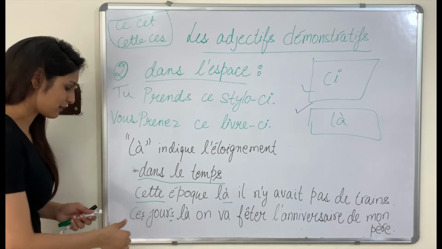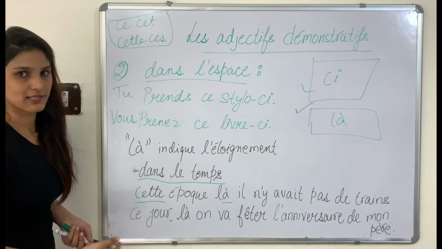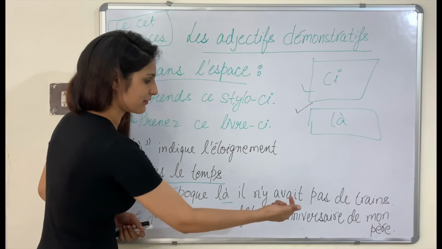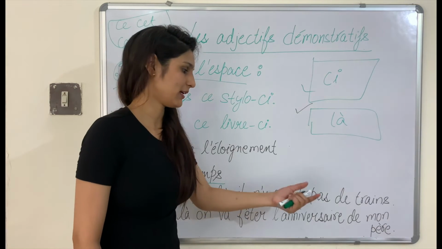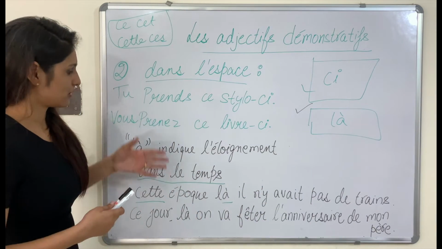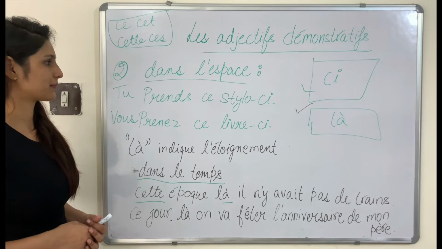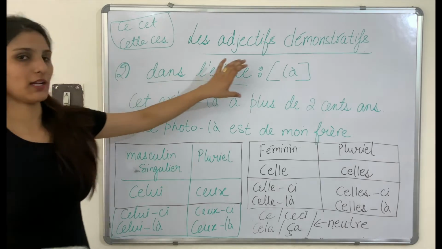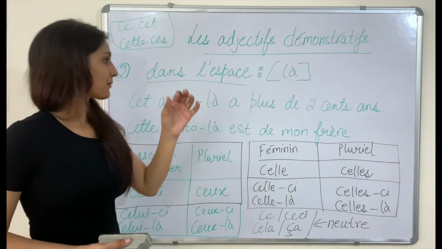Or ce jour-là, because that is celebrating just birthday and that gets celebrated in one day. So you could say, ce jour-là, on va fêter l'anniversaire de mon père. We will celebrate the birthday of my father. Okay, so this was with the dans le temps and now with l'espace. Now this is the second part of la, which is used for place.